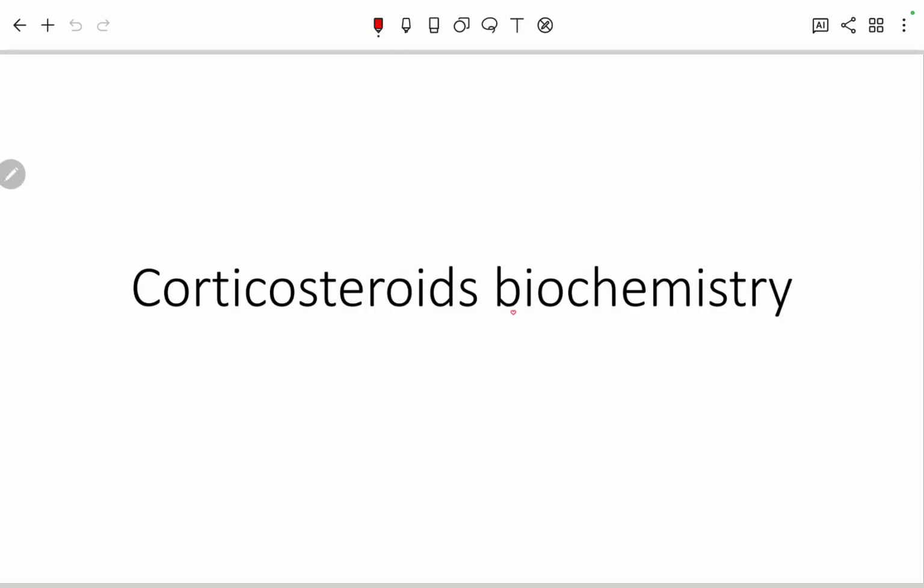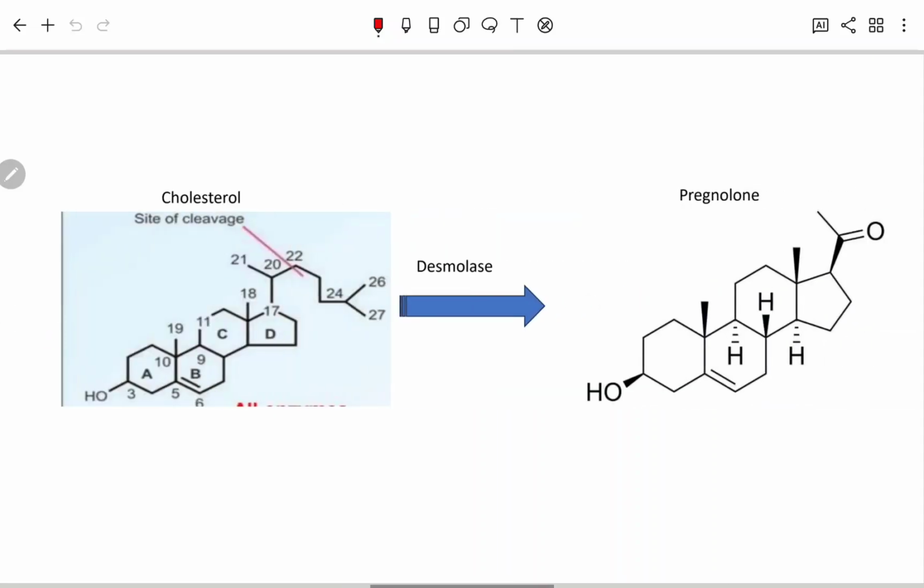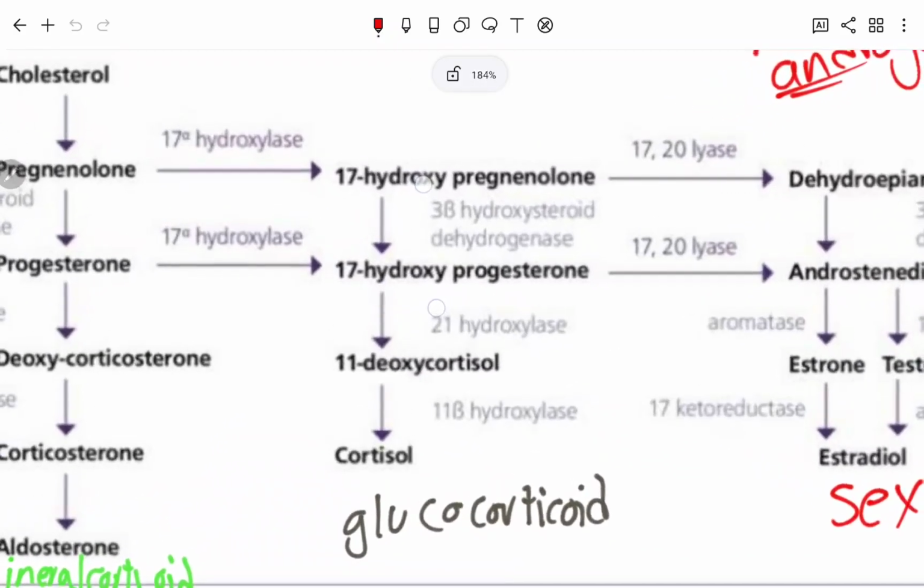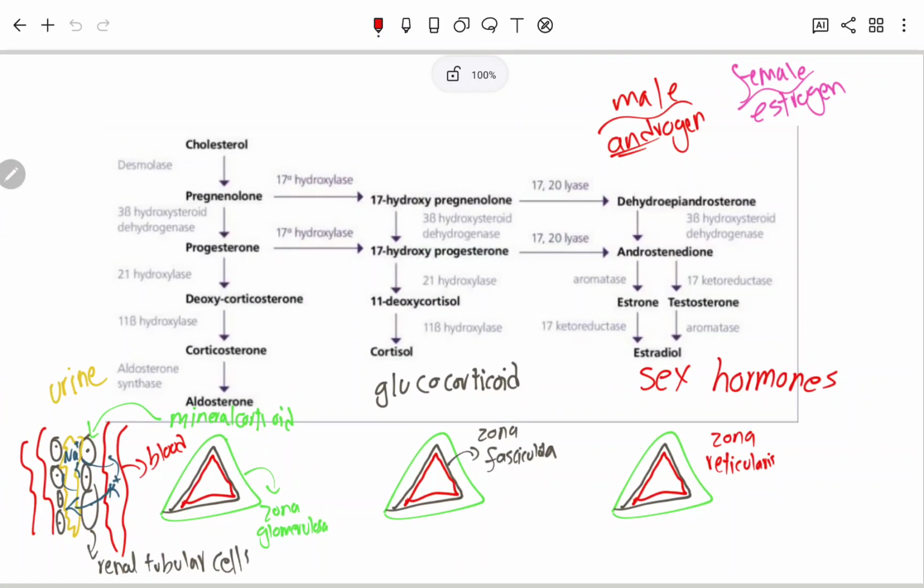In this video, we're going to talk about the biochemistry of corticosteroids. Now, corticosteroids might seem like a daunting medical subject to study. I mean, just take a look at the scheme. It feels intimidating enough to memorize. I can feel that. However, this video's got you covered.